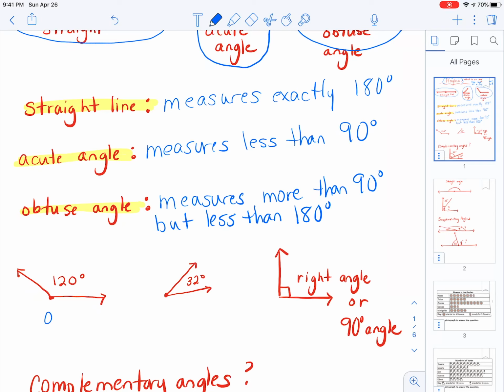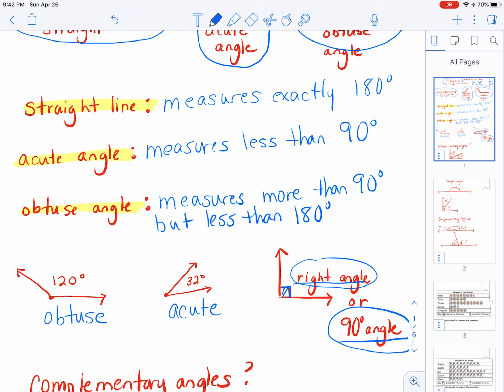So this would be an obtuse angle because it's more than 90 but less than 180. This would be an acute angle because it is less than 90 degrees. When you have this little box right here, and we've talked about this before, it is a right angle, or it's an angle that measures exactly 90 degrees. Sometimes it's called a right angle. Sometimes it's just called a 90-degree angle, but either way, it measures exactly 90 degrees.